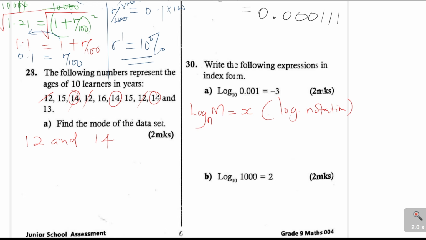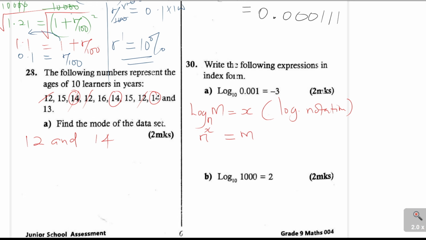Now to change it into index notation, this is how you go about it. You take n as the base, then raise that to the power of the log, which becomes the index. So n to the power x is equal to this value that is here, m. So that is how you're supposed to do it.